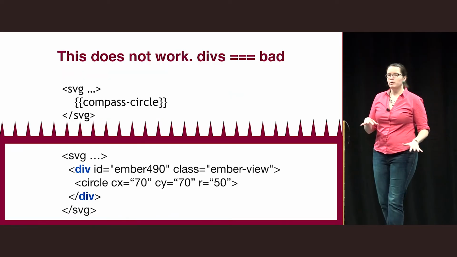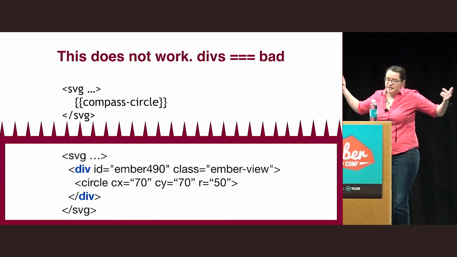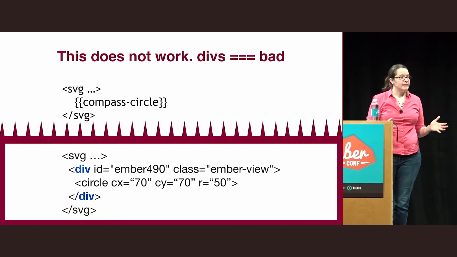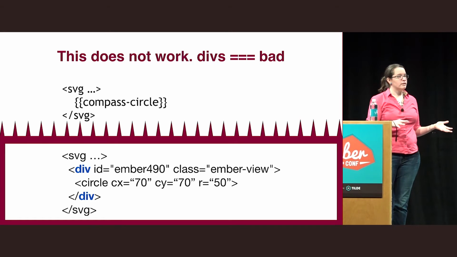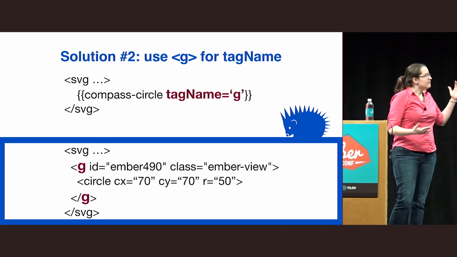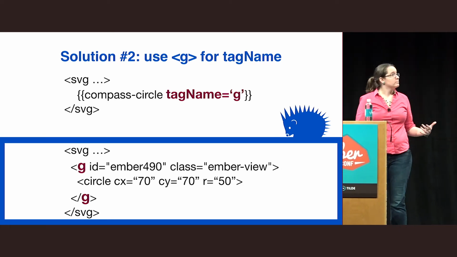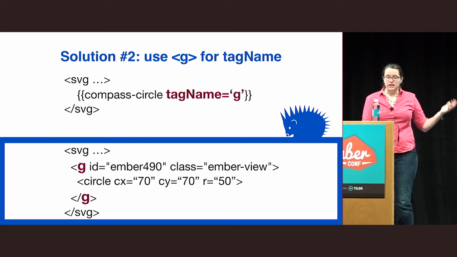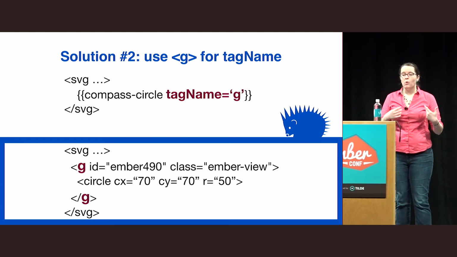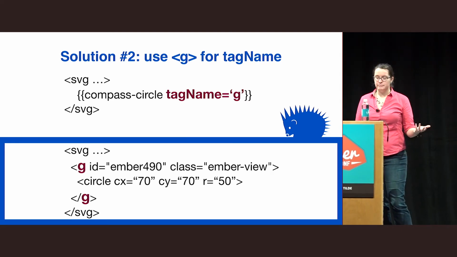Unsurprisingly, if you put a div inside of an SVG, it breaks things. By default, Ember components are wrapped inside of divs that Ember itself generates. But luckily, we have this nice wrapper that we can use that won't affect our layout. So if you pass the G as tagName, whether in your component's JavaScript or the template, then Ember will wrap the component in a group instead.